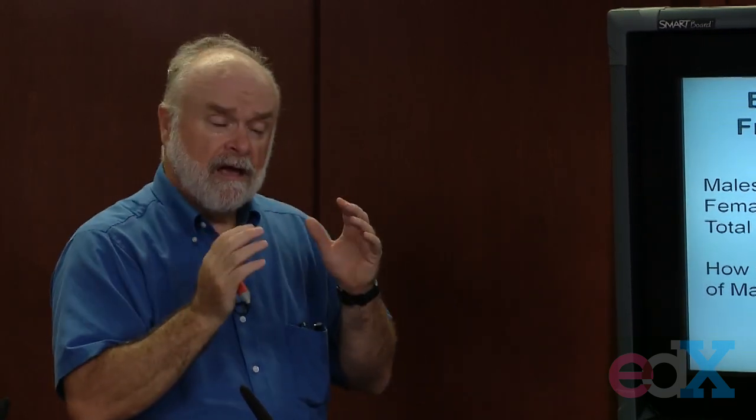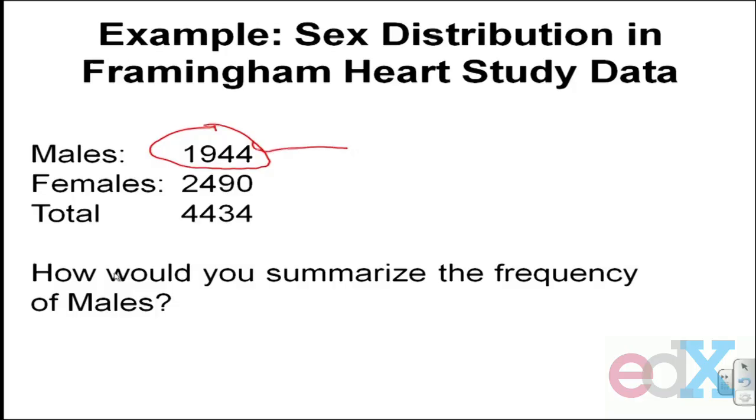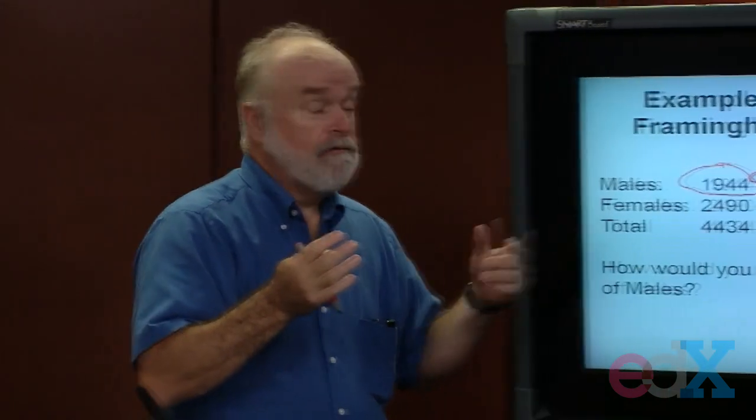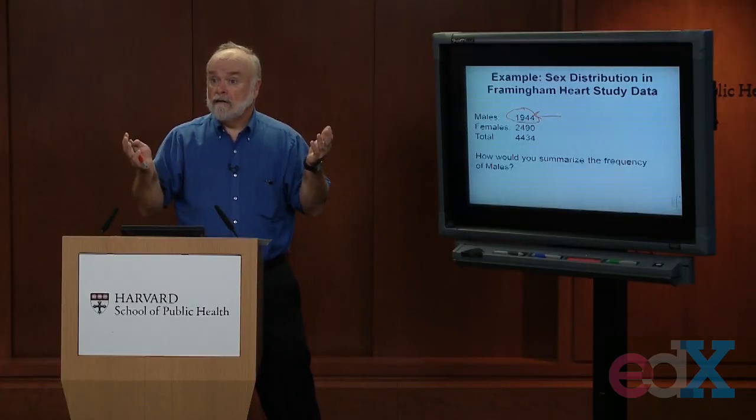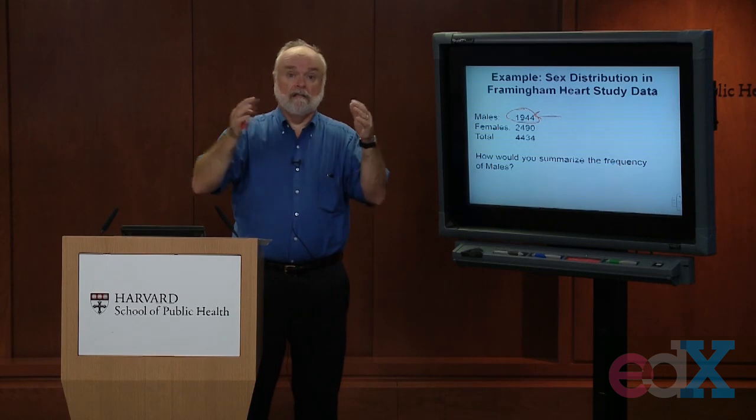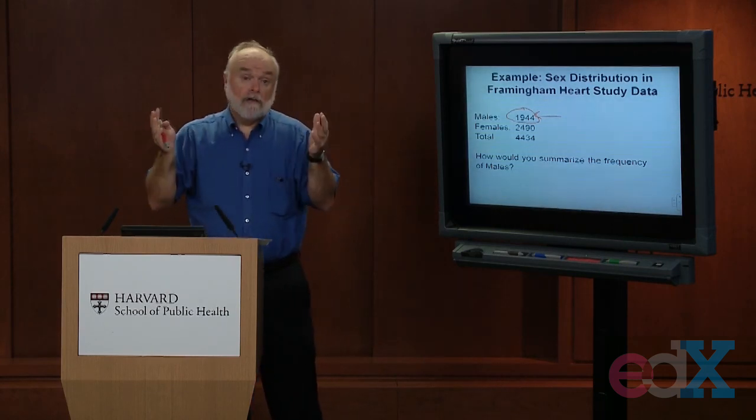Now the problem is, if you just said there were 1,944 men and told me nothing else about the study, I wouldn't be able to interpret that as representing a study with a lot of men or very few men. If those 1,944 men were the only people in the study, then this would be a study full of men. But on the other hand, if the study contained hundreds of thousands of people and only 1,944 of them were men, that would be a study made up of predominantly women, females.